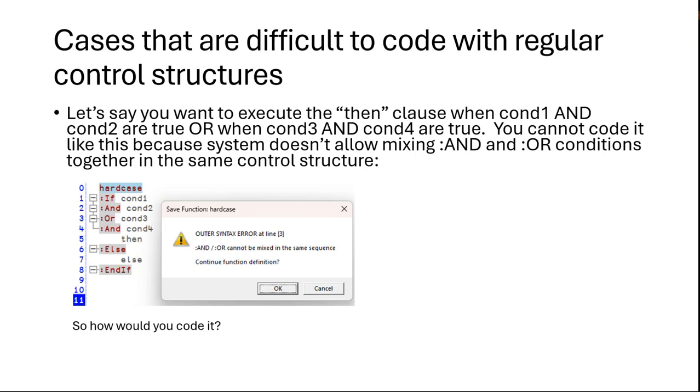If it was a cascade of or conditions, so if we said condition 1 or condition 2 or condition 3 or condition 4, we can stop evaluating those conditions as soon as any one of them is true, because we know the overall outcome of that evaluation will be true.